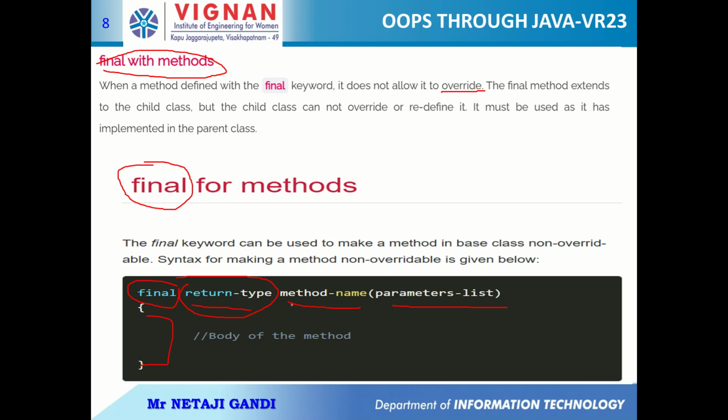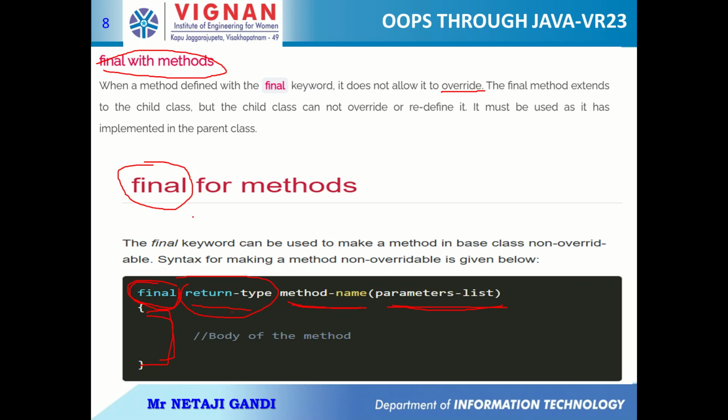Return type, function name, parameter list. So that is the function. Similarly here, in object oriented programming, the function is replaced with method. So you can apply the final keyword to this method. This is the basic syntax.